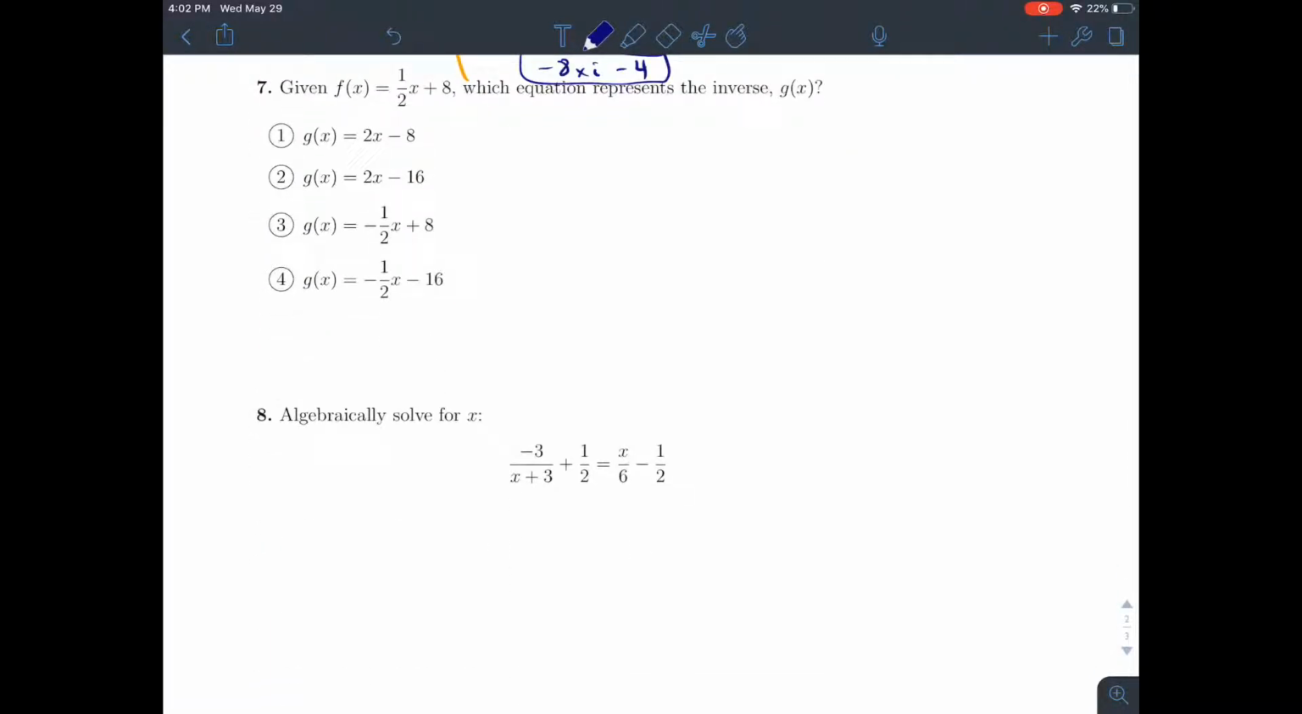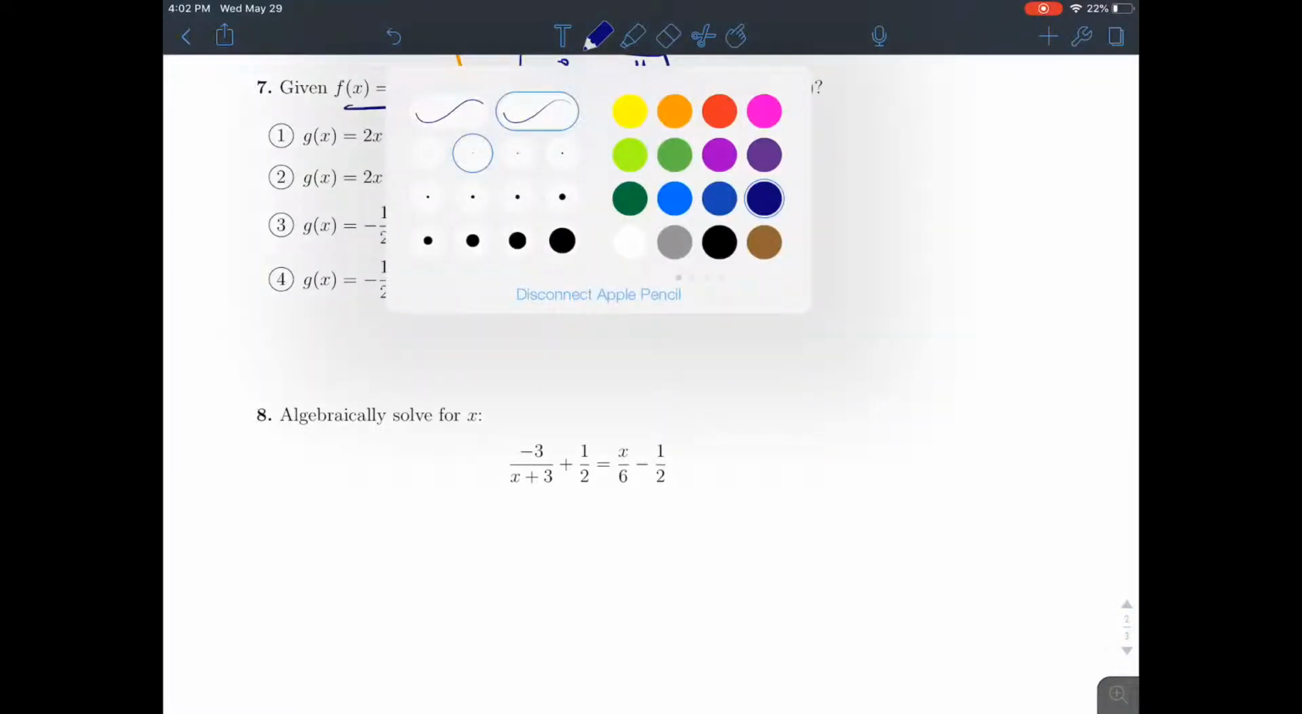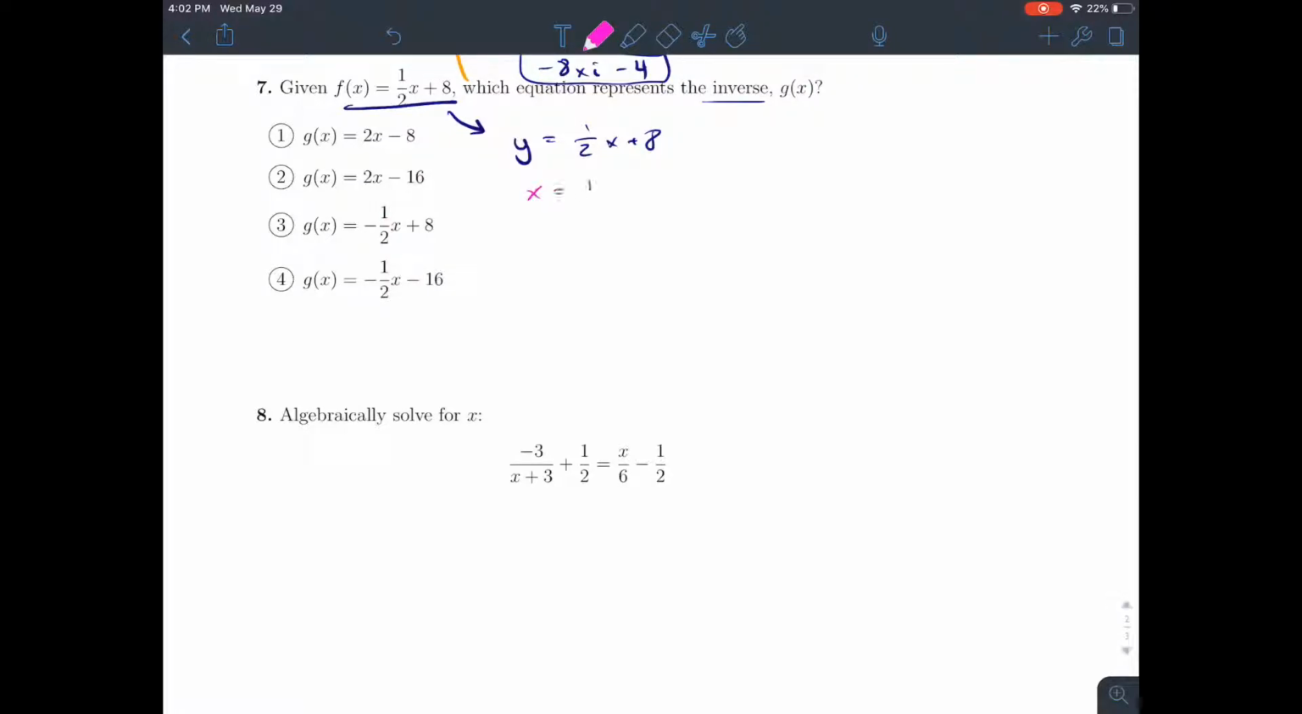For problem number 7, we need to find the inverse of this function. Inverse means that we want to switch the input and output. So we rewrite this as y equals 1/2 x plus 8. Switching x and y gives us the inverse function. Now all we have to do is solve for y. So the steps to do that are minus 8. That gives us x minus 8 equals 1/2 y.